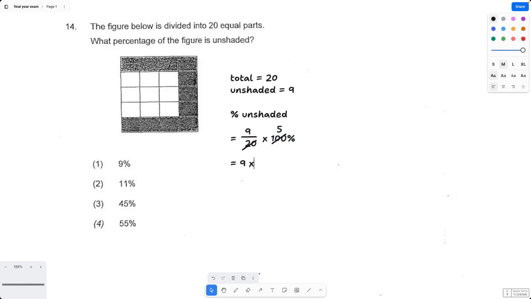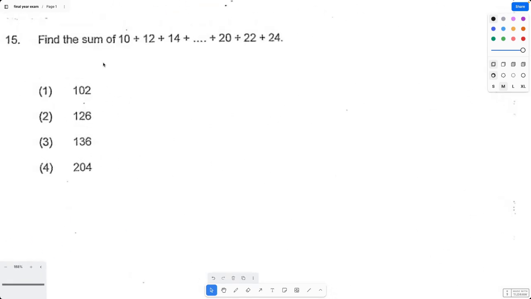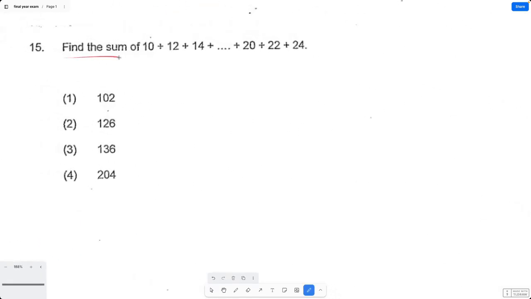So now it says 9 times 5, which is equal to 45 in this case. So where is 45? Option number 3. All right, question 15. Find the sum of 10 plus 12 plus 14 plus something something plus 20 plus 22 plus 24.